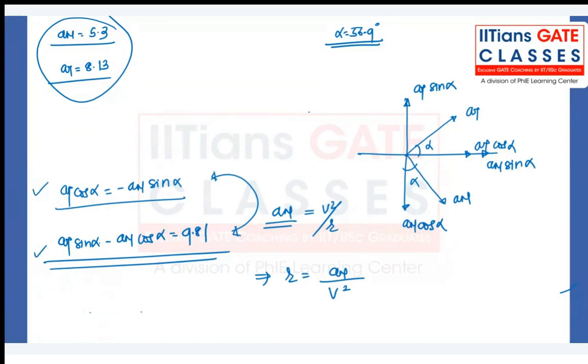In the meantime, if it is correct, then 5.3 should be equal to V square by R, and R is equal to V square by AN. So then you can just calculate it. AN is 5.3, and V is 91.6, squared. How much are you getting for R?